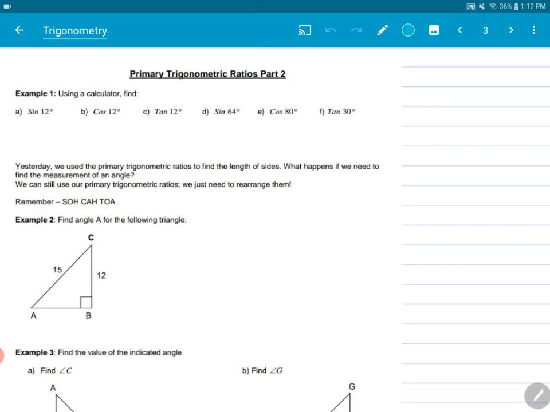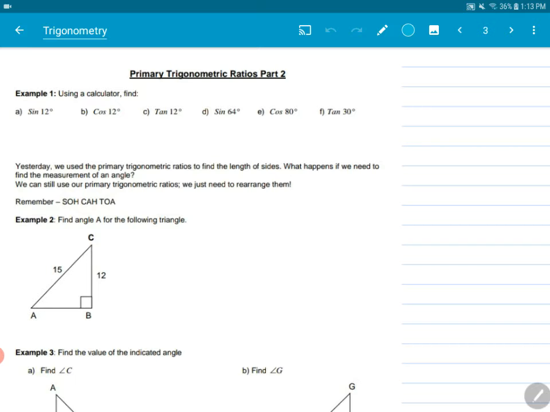So the first thing you want to do in this example 1 is just make sure that your calculator is giving you the right numbers. Your calculator at the top should say DEG, or the letter D instead of the letter R. It should not say RAD. That's no good. So using your calculator, find all those things. You can go back and do the rest of them. We'll do the first one together.